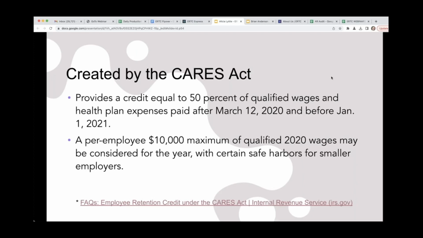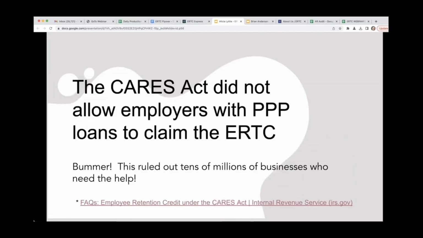I mean, I'd be excited for what it's worth. But if they got a PPP, they couldn't get this other bucket of money. The business could only get one at the time. And this was kind of a bummer because it ruled out tens of millions of businesses that still needed help.